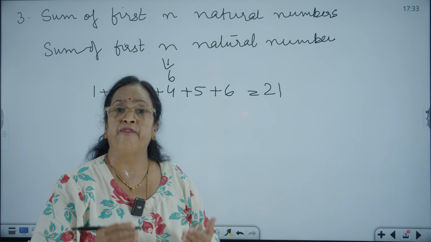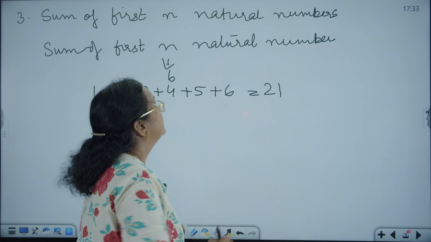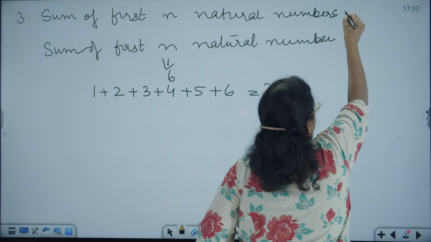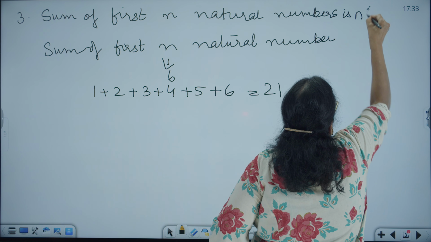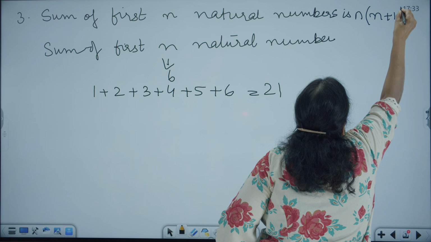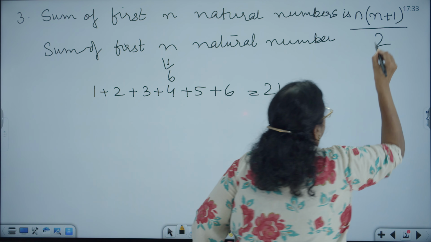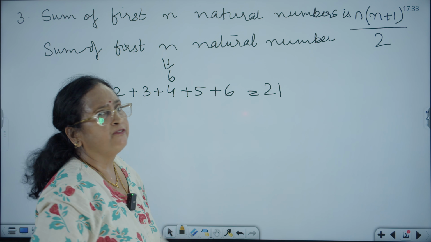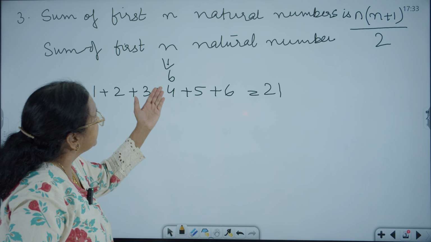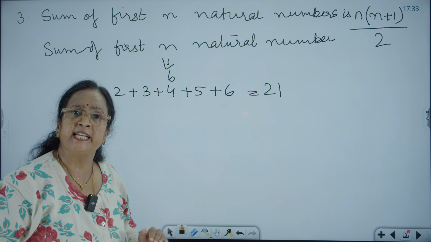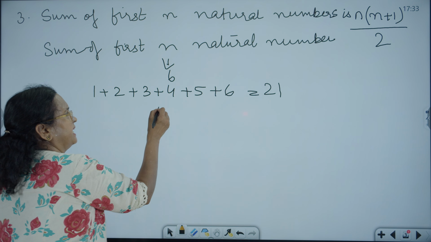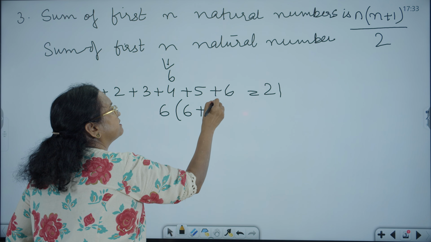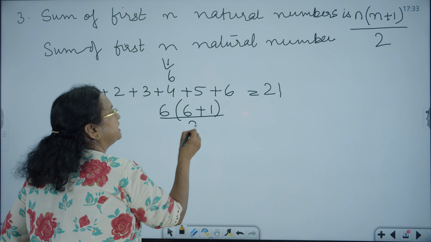So, let me give you a formula for this. The formula for the sum of first n natural numbers is n times (n plus 1) whole by 2. If I use this formula for this 6, n is 6. Just substitute 6 in the formula: 6 times (6 plus 1) by 2.